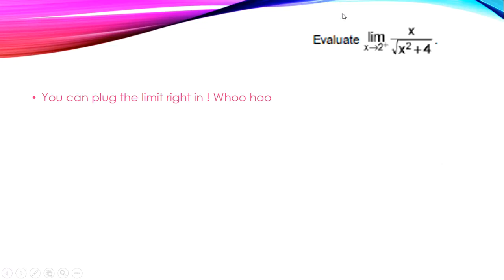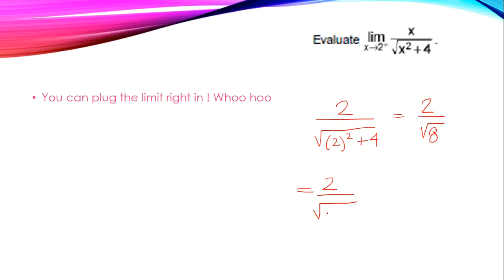In this case, it says the limit as x approaches 2. Now, if I were to plug that right in, I don't get undefined. So therefore, I'm just going to jump straight into that. We're going to plug this right in. So we'll have 2, and then we have the square root of 2 squared plus 4. So we'd get 2 over the square root of 8. And although that's not an incorrect answer, it's not the simplest form. So I'm going to go ahead and clean that up.